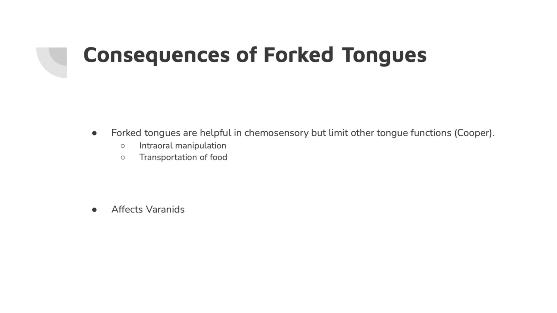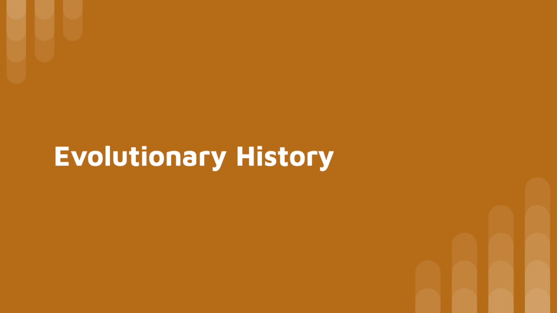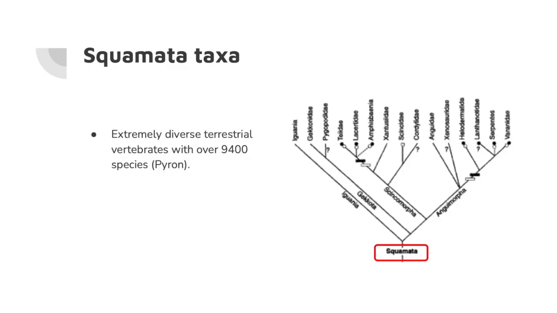Since tongue shape does affect foraging modes, it is to be expected that evolution and forked tongues have a unique interaction. The snakes and lizards that we most commonly think of today fall under the Squamata taxa. It is one of the most diverse radiations of terrestrial vertebrates on the planet with over 9,400 species. And these species span every continent except for Antarctica. With this level of diversity and expansion, the evolution of the Squamata taxa is important to understand forked tongues.